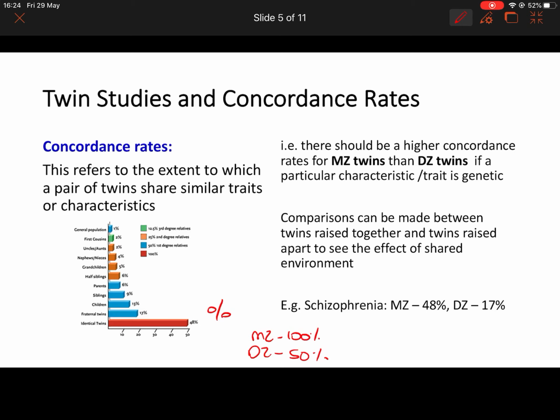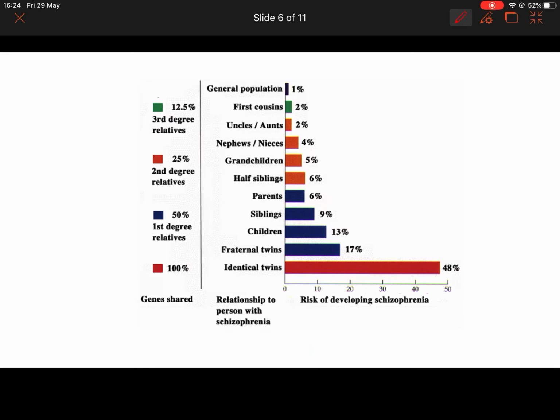So I just want to show you this graph in a little bit more detail here. This is a famous piece of research looking at family studies. This was by Gottman and looking at the incidence of schizophrenia in families. What we've got here on the left-hand side is the genetic relatedness. So this is the percentage of genes that are shared between any two individuals. So if we see any bars that are in red, we know that those individuals share 100% of their genes, as is the case with identical twins. They're identical because they share 100% of their genes.